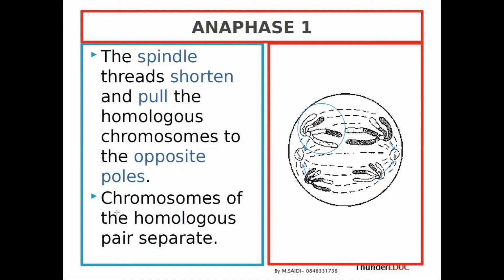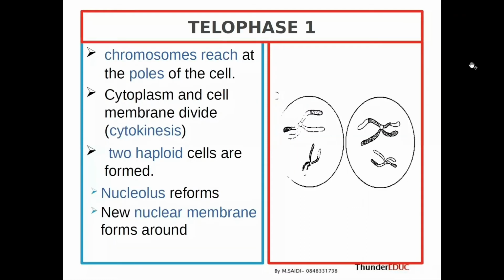Then the second bullet is that chromosomes of the homologous pair separate. So the homologous chromosomes are being pulled off like that. They are separating. Okay, and then we go to telophase 1.